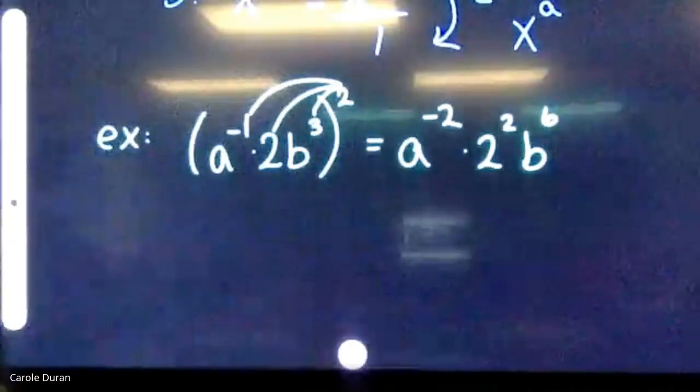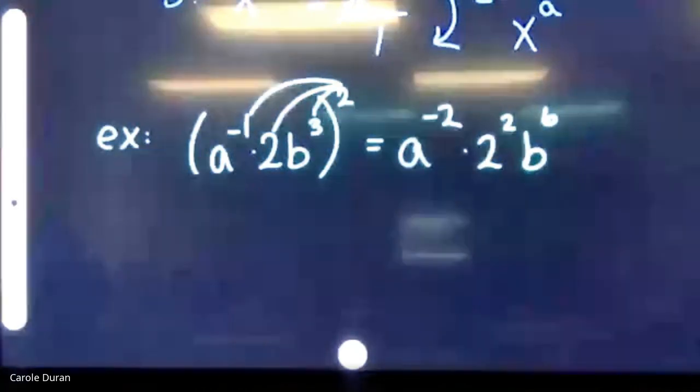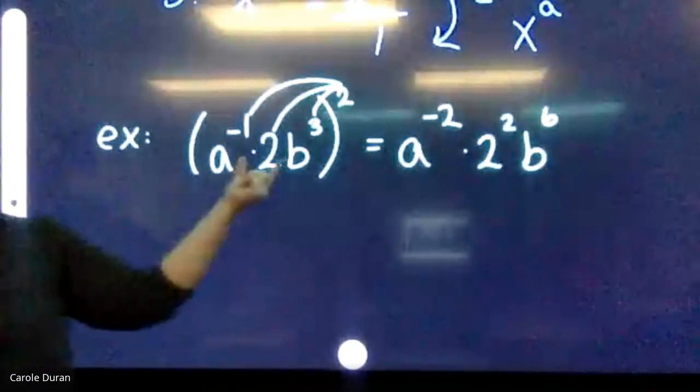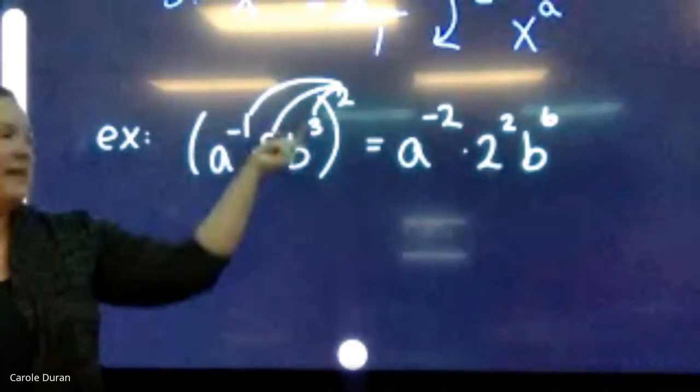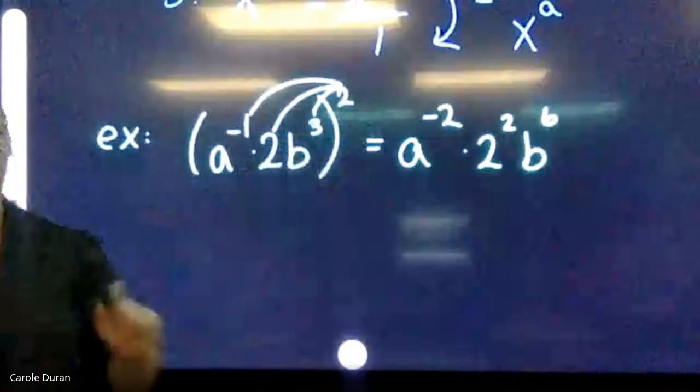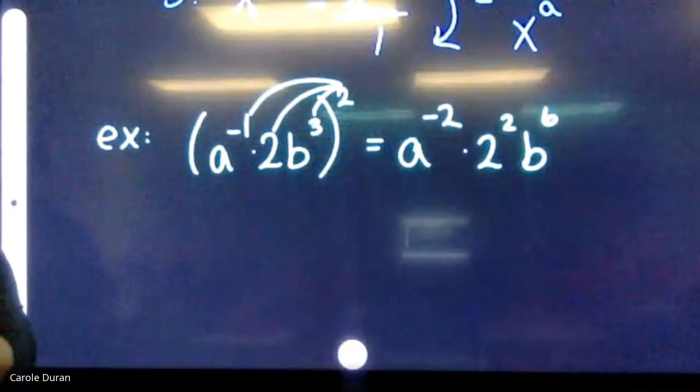Wait, I thought it was addition, not multiplication. It's addition if we're multiplying inside. So if I'm just multiplying these 2 terms together, I would add the exponents, but because it's a power to a power, it's multiplication.